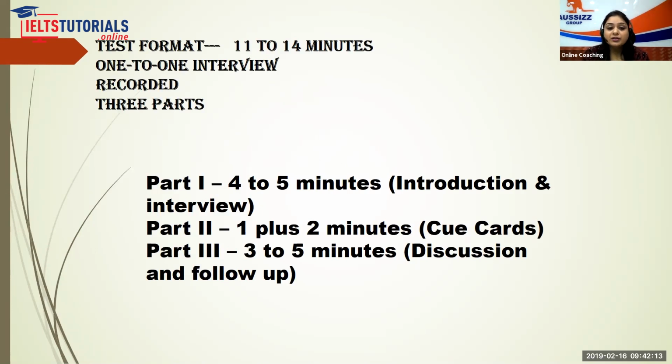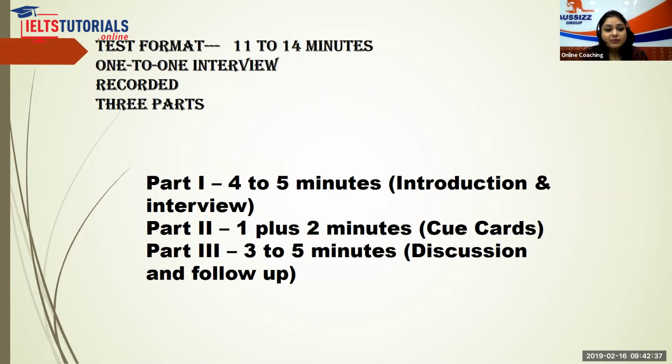It is a one-to-one interview, which means the examiner is in front of you and is going to ask you various questions related to particular topics. The whole talk is going to be recorded, because 2 other examiners will also listen to it, and they will check and assess you. The whole speaking part consists of 3 parts.